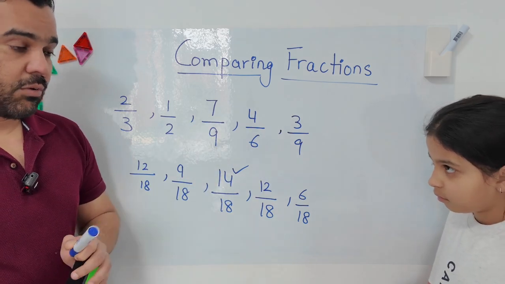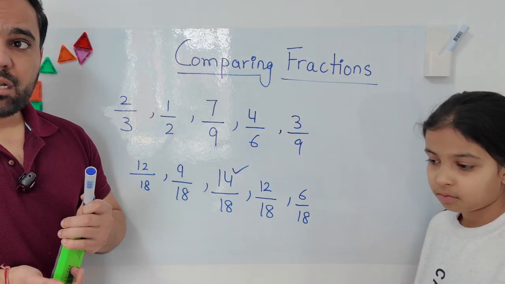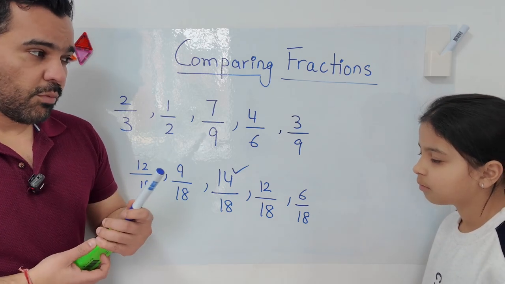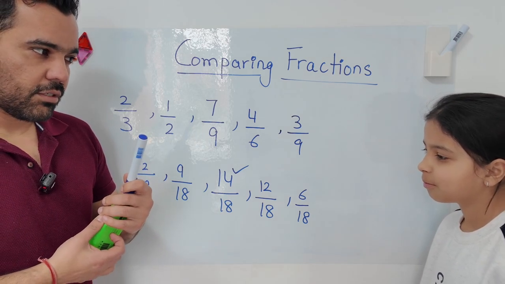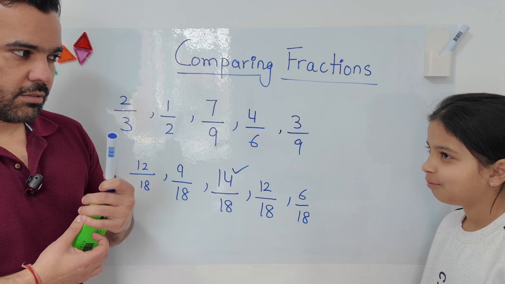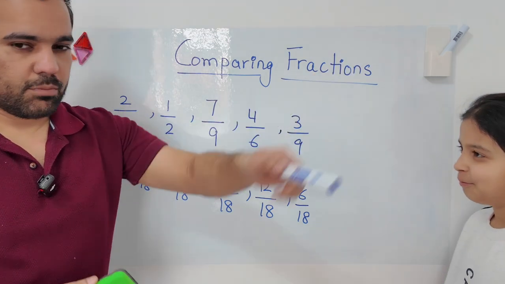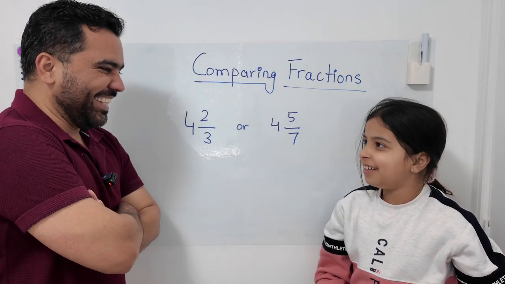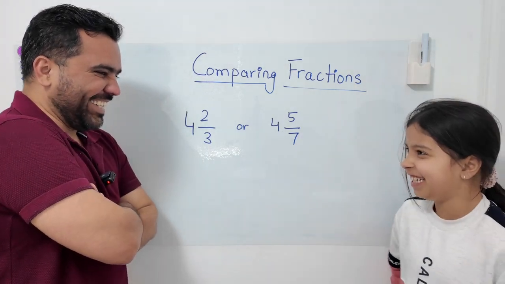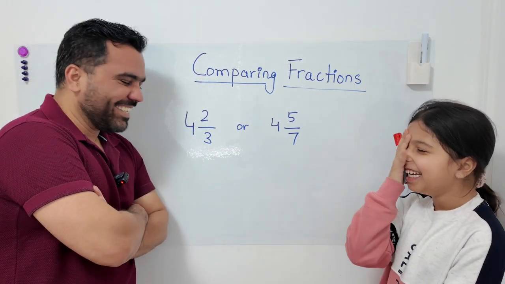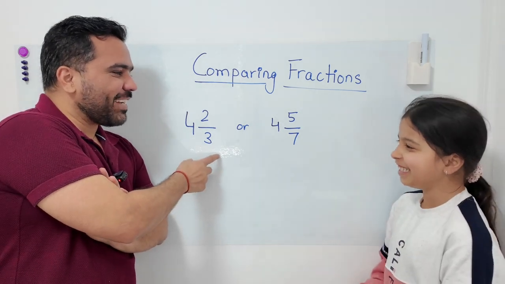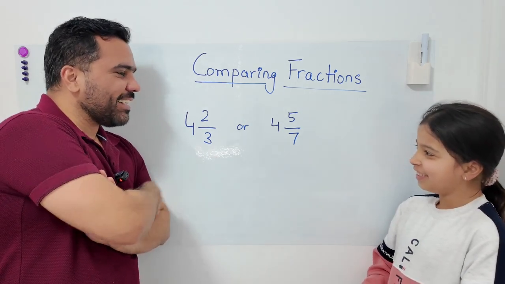Let's do an example on the mixed fractions. There should be some worded problems as well where you can compare the mixed fractions or normal fractions. Out of these two fractions, which one is the biggest?